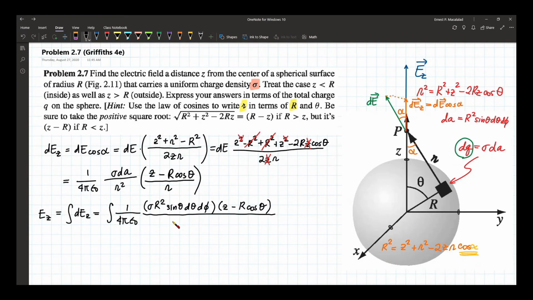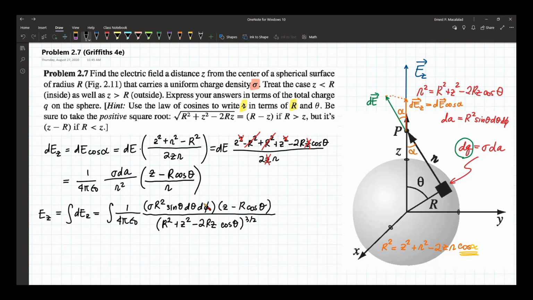So this is now r squared plus z squared minus 2 r z cosine theta, to the 3/2. Okay, so this is now your integral. So this is a double integral in theta and phi.